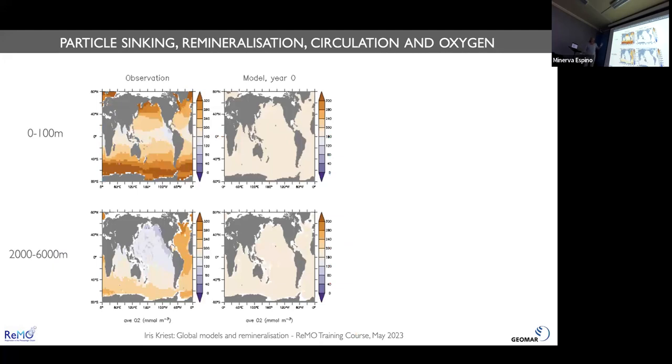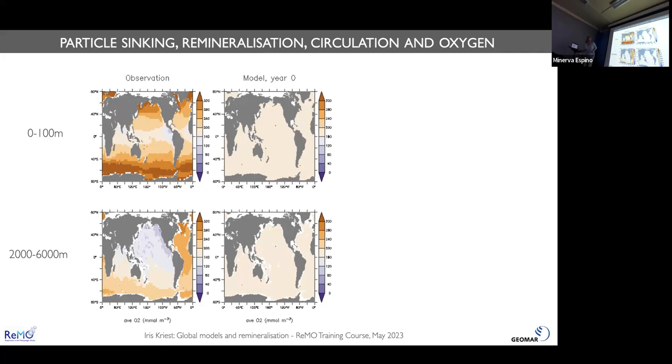If you want a little bit of a different view, because it's so late, I thought it would be good to also show a movie. This is here now, towards the end of this talk. So what you see here is observed oxygen in the upper 100 meters, and here between 2,000 and 6,000 meters. This is from World Ocean Atlas. The color scale indicates oxygen, so dark brown is high oxygen, dark blue is low oxygen. And on the right side, you see the model.